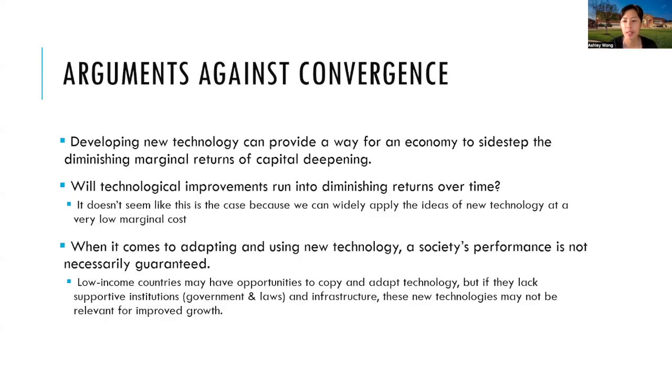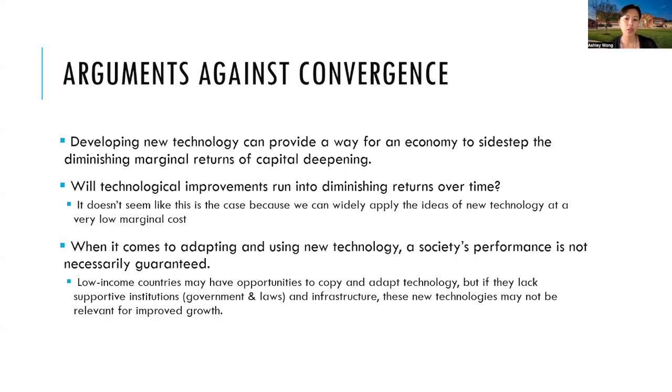Next, some arguments against convergence. So these arguments essentially say that we don't believe convergence will be possible. The first one here is that a country that develops a new technology can essentially sidestep that diminishing marginal returns that comes with capital deepening. So for wealthy countries that are developing new technology, this new technology may negate any diminishing marginal returns to capital and actually boost that higher income country to grow even quicker or faster than a low income country.